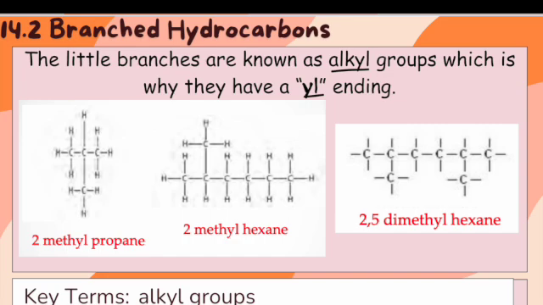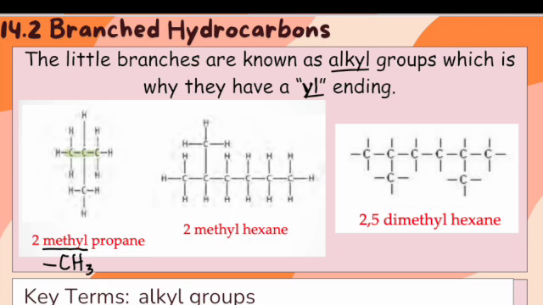So here we have 2-methylpropane, 2-methylhexane, and 2,5-dimethylhexane. All of these are examples where we have methyl groups branching off from that main chain. Again, meth is a prefix for 1 carbon. So a methyl group would be a CH3 branching off from that main chain.